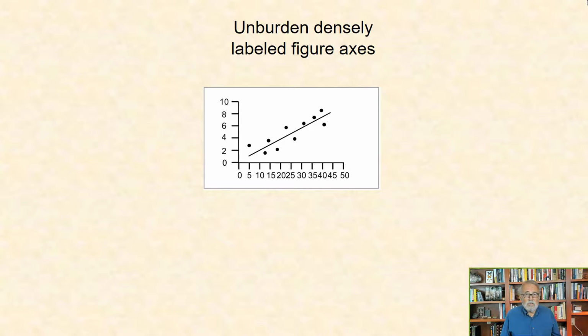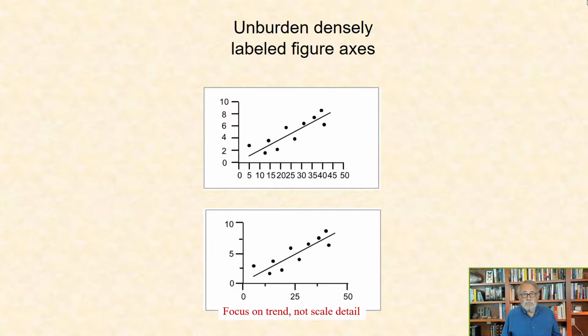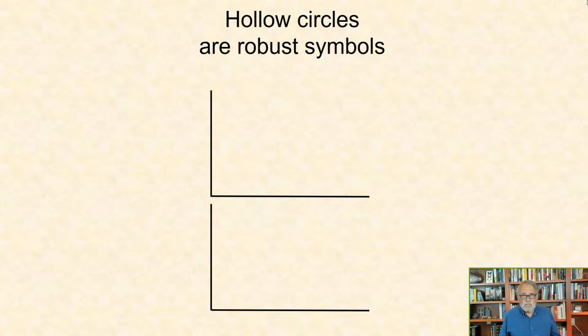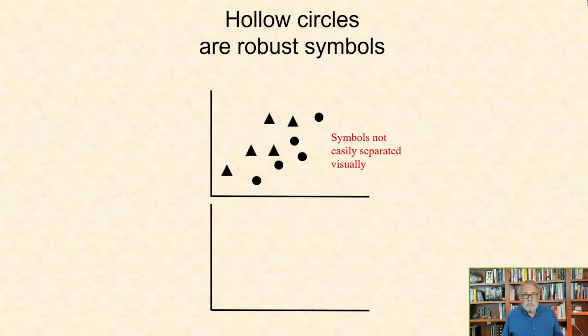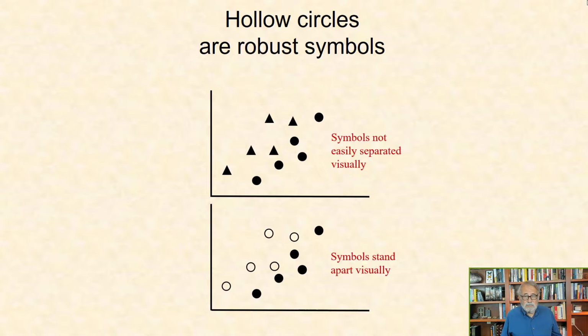Another best practice concept is to unburden densely labeled figure axes, such as in this case. There are far too many numbers on the x-axis. This is not only not needed, but creates confusing clutter. A better concept is to focus on the trend by eliminating scale detail to reduce the number of labels on the x-axis. Use hollow circles as robust symbols. For example, symbols are not easily separated visually, in this case, using circles and triangles. The same data points depicted by triangles can be replaced with hollow circles so that they clearly stand apart visually.